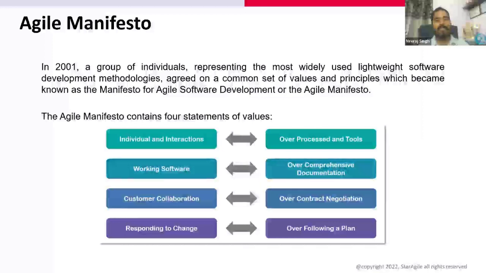Because there's no point writing documentation for 6 months and having no progress on the product in a way that meets the expectation of the customer. In that context, it certainly did not make any sense. Talking about customer collaboration over contract negotiation, we bring our customer to our environment. We make them feel at home.